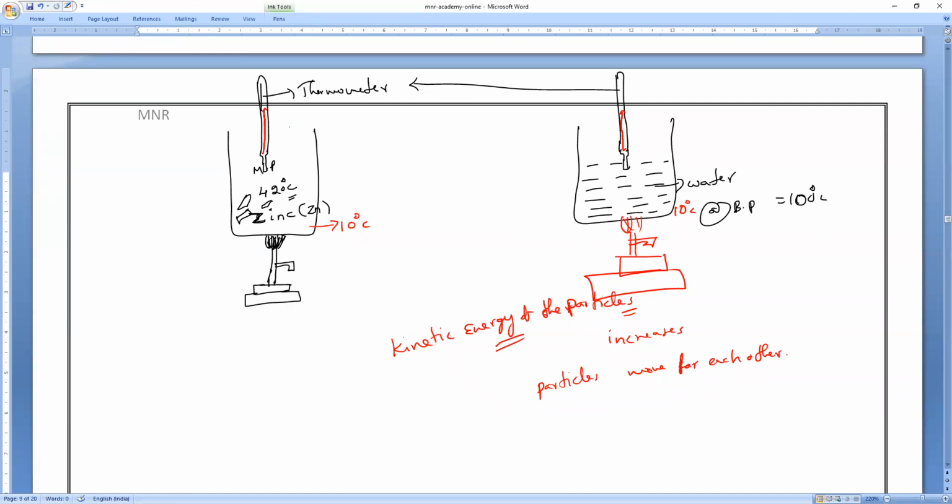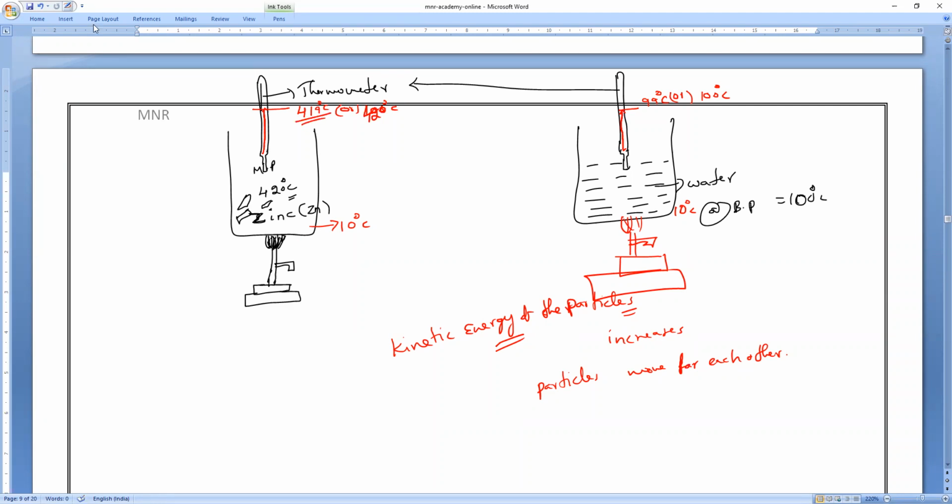Now, the temperature almost reaches closer to 420. Let me take 419 degrees Celsius. Here, it almost reaches 99 degrees Celsius. Or we can take it as what? Everybody, 100 degrees Celsius. Sorry, for zinc it is not 100. It is 420. Clear?